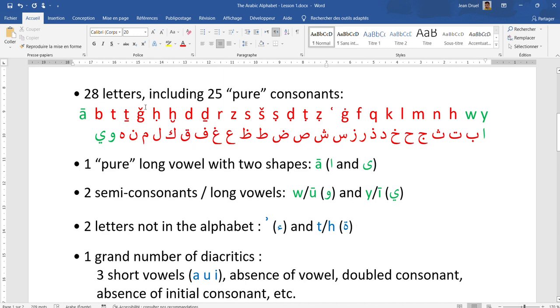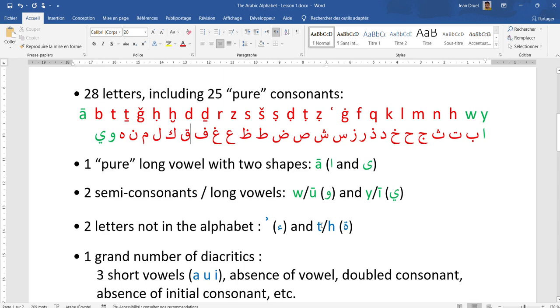So 28, 3 plus 25, 1, 2 shapes, plus 2. So this one is just a regular consonant, but for some historical reason people consider it to be just a diacritic, but actually it behaves just like any other consonant, and very often in modern texts it's not written. So you have to know it's there and to restitute it when you pronounce, because it has to be there as a regular consonant, but usually it's not written. This second one is only found at the end of the words.